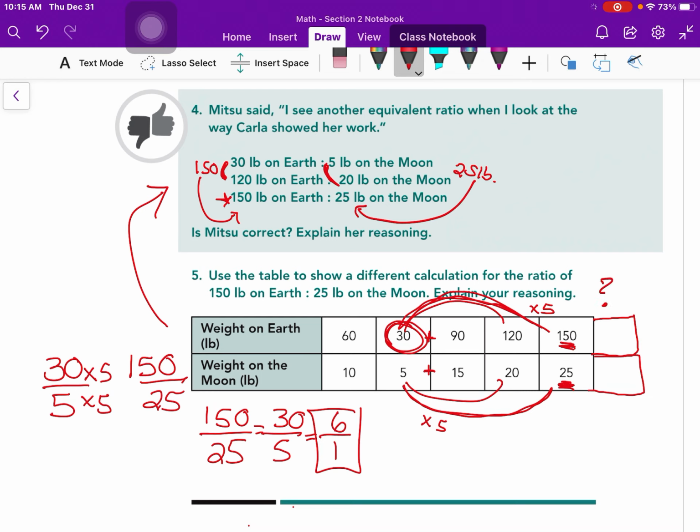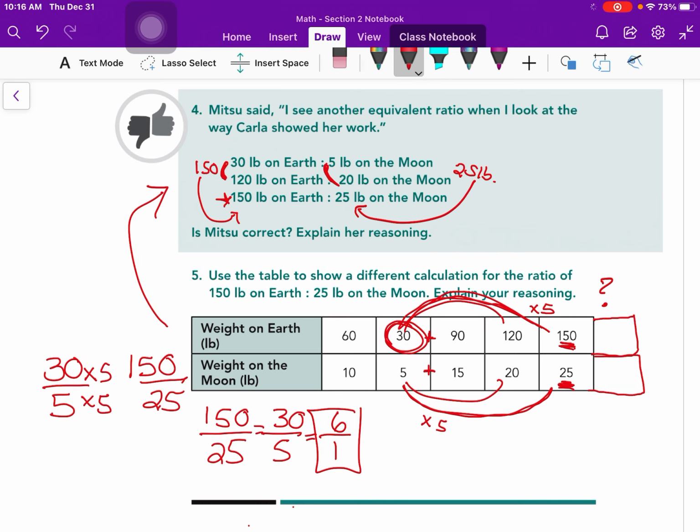I'm wondering if I could come up with one more equivalent ratio for the chart. Why don't you go ahead and pause this for a moment and see if you can find one more equivalent ratio. Okay, let's come back. Let's see. We've kind of got a pattern going on the bottom.